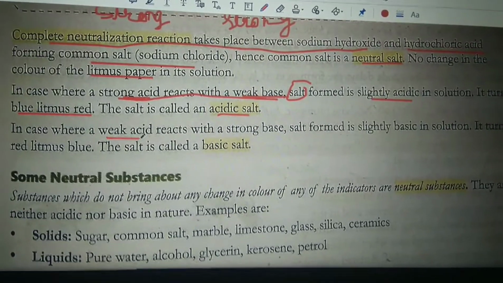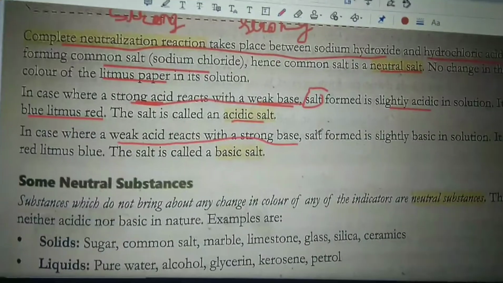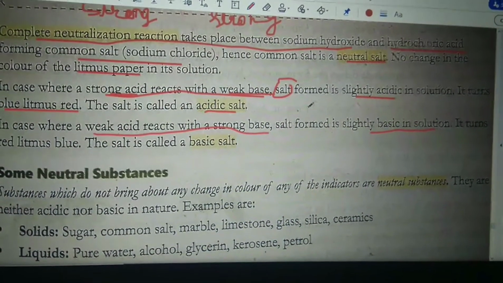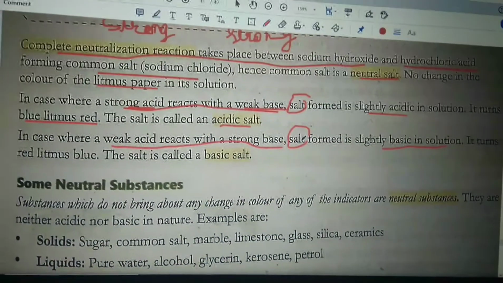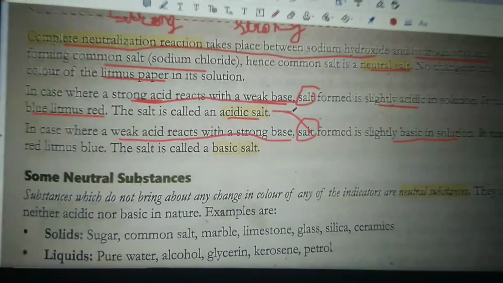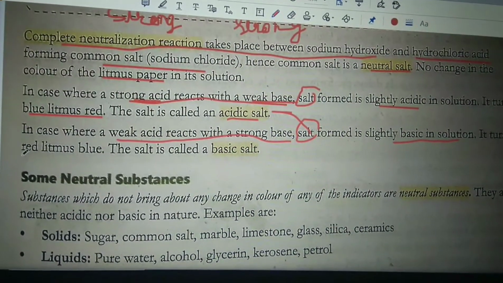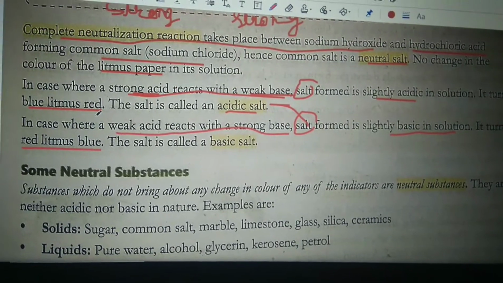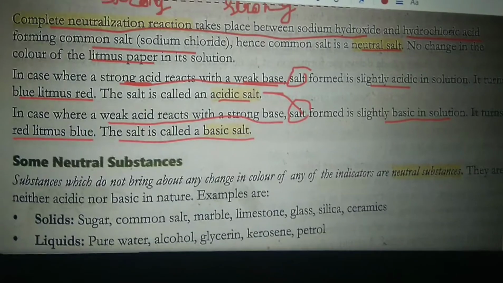But when we use a weak acid with a strong base, this forms a slightly basic solution. Or we can say the salt which is produced is slightly basic in nature. How can we say that it is slightly basic in nature? Because it turns the red litmus paper into blue. So we can say the salt is a basic salt.